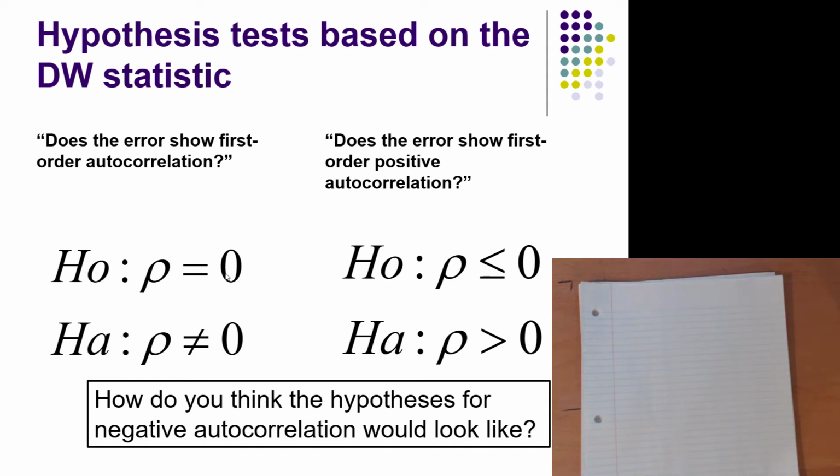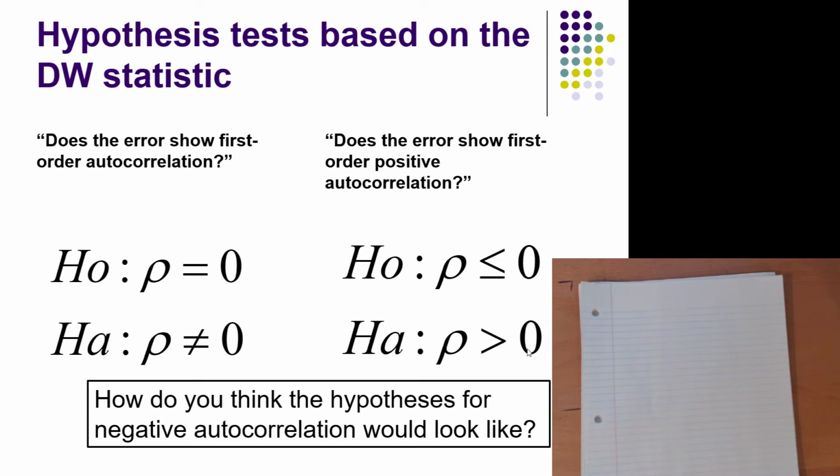And then we can also be asked the question, does the error show first order positive autocorrelation? Is there evidence of positive auto? Well, in that case, we're testing whether the Greek letter rho is greater than 0. Is it a positive number? And then H0 is always the opposite of HA, so is it less than or equal to 0?